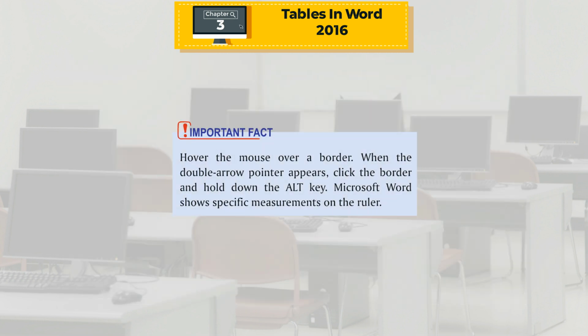Important fact. Hover the mouse over a border. When the double arrow pointer appears, click the border and hold down the Alt key. Microsoft Word shows specific measurements on the ruler.